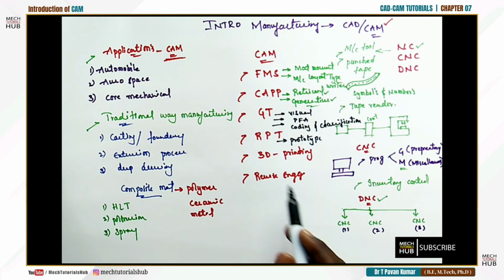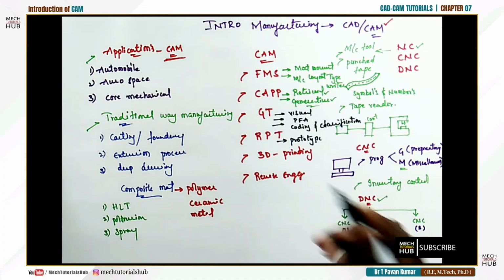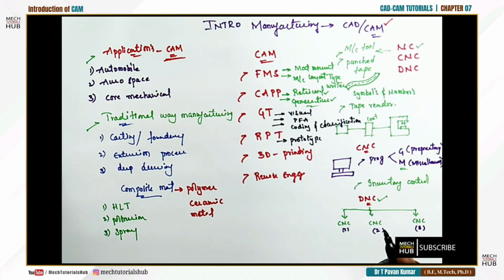And one more is 3D printing. You can 3D print a polymer-related or plastic-related component, and you can also 3D print a metal-related material. That exists, but it all depends on the cost effectiveness and the company's willingness. Now, this 3D printing can be done by using fused deposition modeling or any other methods.